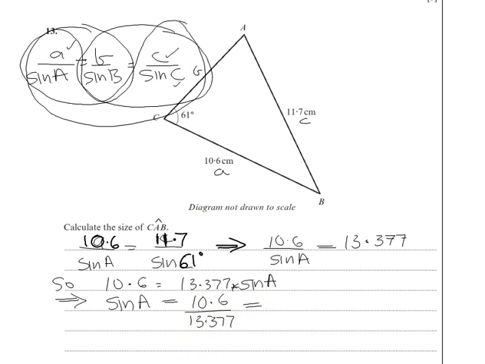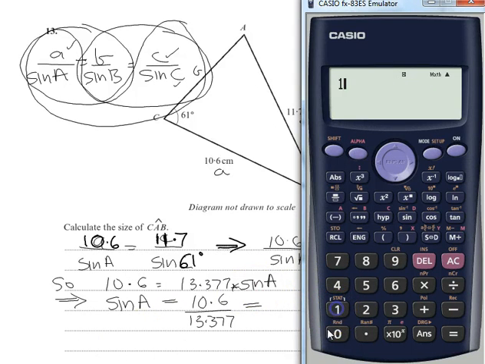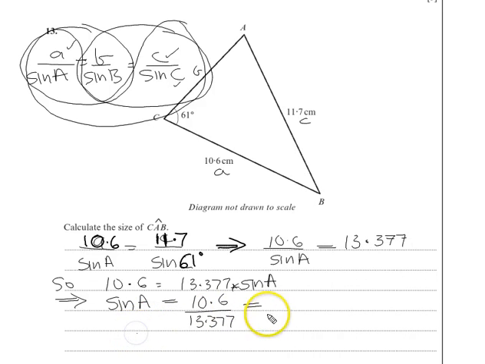Okay, so I've got 10.6 divided by 13.377, and then I need to do a shift sine on that. So 10.6 divided by 13.377 equals 0.7924. I'm going to keep it in the calculator because I can do shift sine. So A, this is the angle we've got, will be sine to the minus 1. Shift sine undoes the sine, arc sine in other words, and you arc sine both sides. So it's shift sine 0.7924, that's what we put in the calculator.